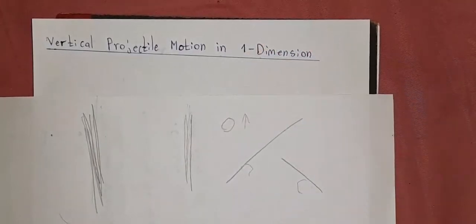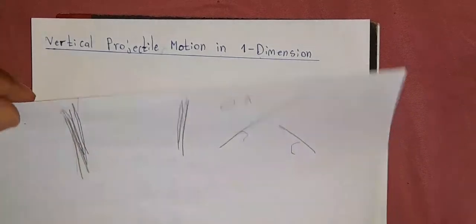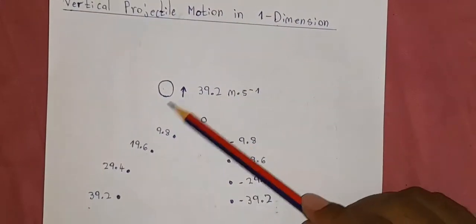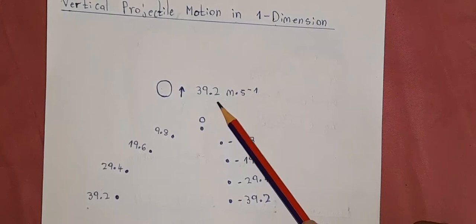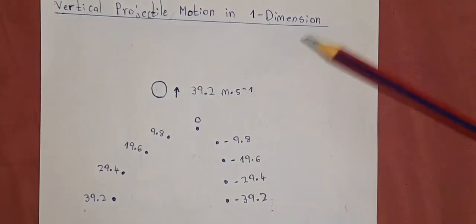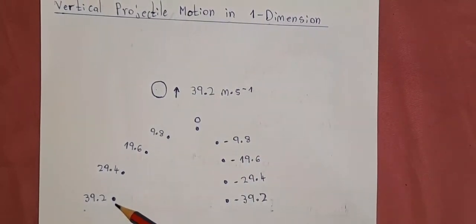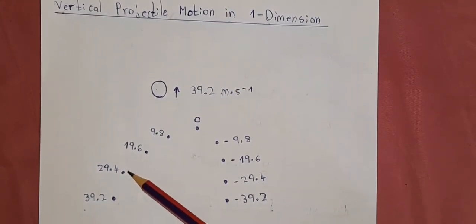And I give an example here. Let me remove this. Let's say we throw a ball upwards with a velocity of 39.2 meters per second. When I threw that ball, it left my hand with a velocity of 39.2 meters per second. After 1 second, it had a velocity of 29.4 meters per second.